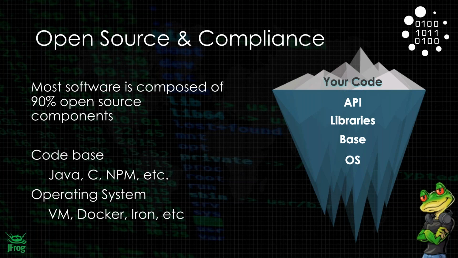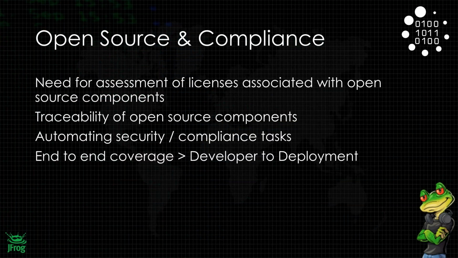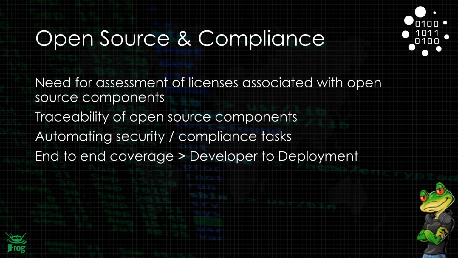But the thing is, remember, your code is only about 10%, maybe 20% of what you're actually releasing, as everything else is dependencies. One of the things you need to keep in mind is the need for assessment. Look at the licensing, look at the scope. One of the things I'm going to show you in here is blast radius.